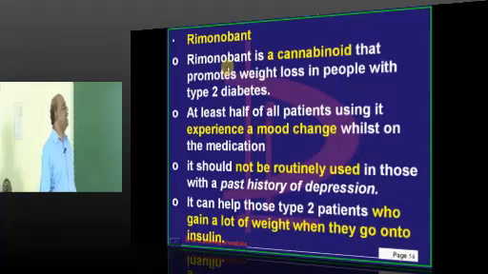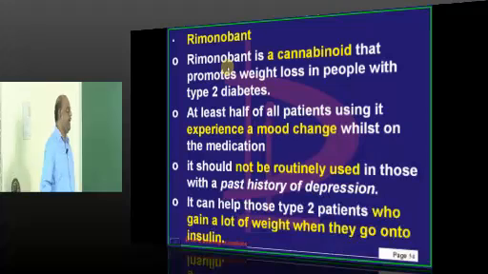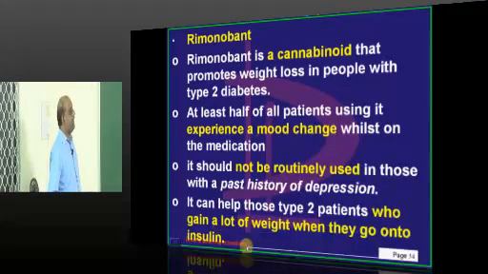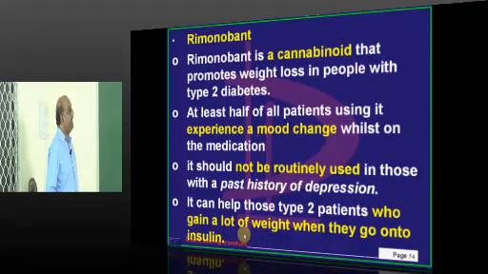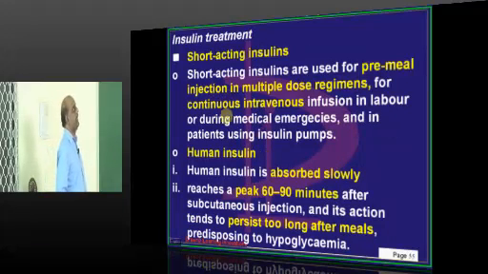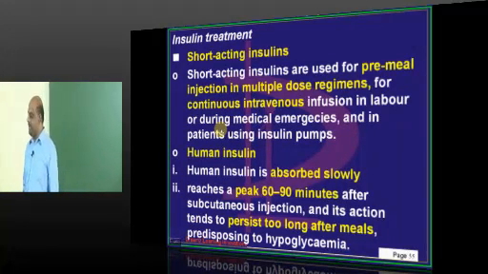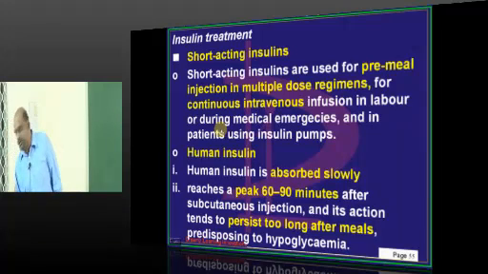Rimonabant is not routinely used. It is mainly used in people who experience mood fluctuation on a strict dietary regime, and it is also helpful in patients who go into weight gain once they are started on insulin or any secretagogue. Now comes a very important part of our discussion in diabetes, which you have to be very sure about.